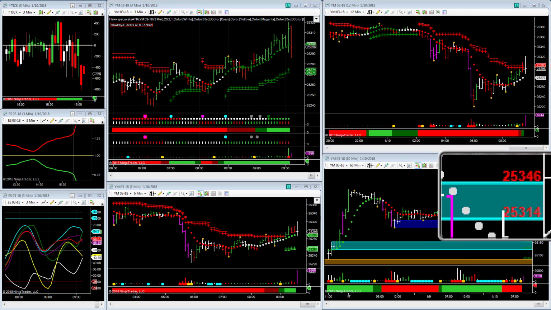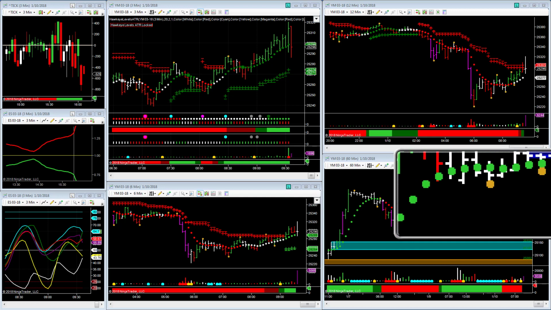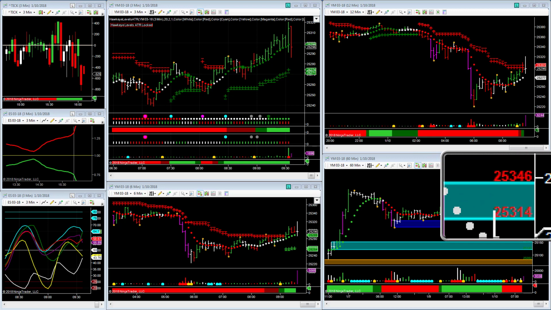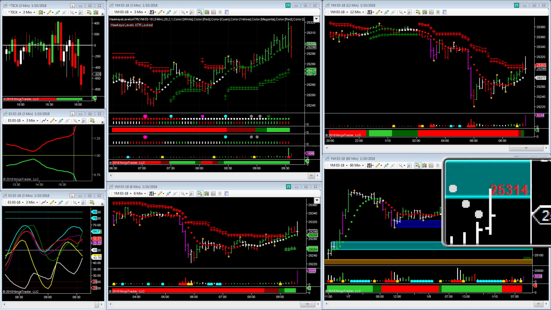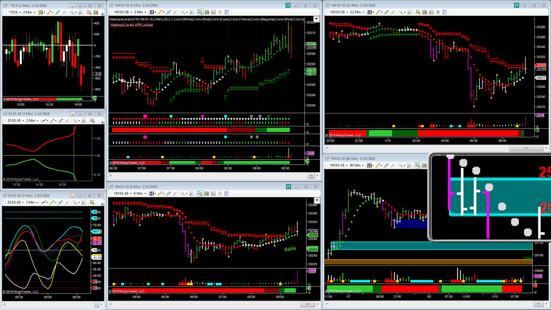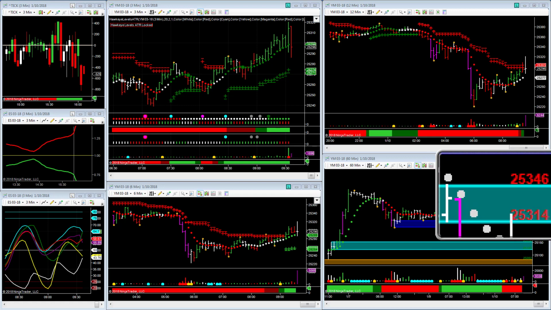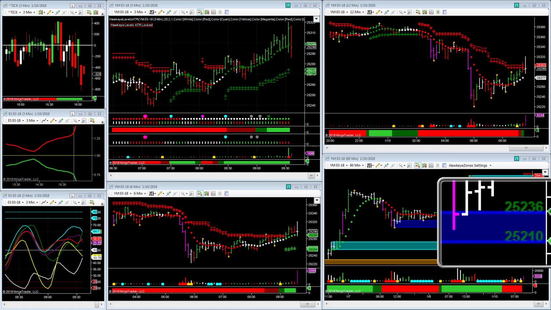However, we are currently in the current supply zone, which is denoted by the red labels. So the red label shows us supply, the green label shows us demand. We're currently hitting and testing the 25,314 level. If that holds below 25,346, then we are looking for a retracement and high probability reversal back to 25,236.